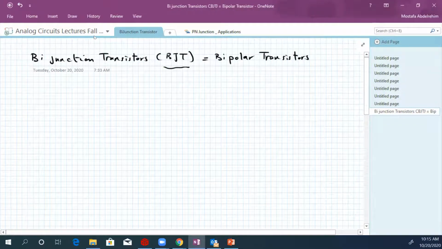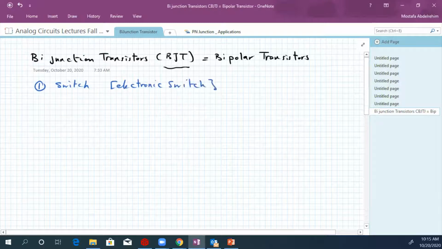The main applications for the transistors are actually two applications. The first one is as a switch, or more specifically an electronic switch. So it's like a button switch: you press, it's on. For example, if it's not pressed, then it's open. This will be something similar to this push button switch, but electronically. So you can control it not by pushing, but using a signal.